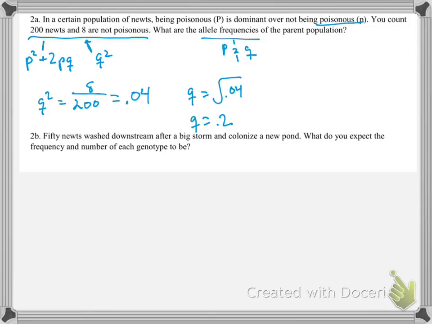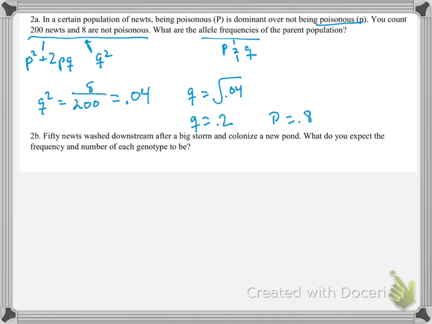What does that frequency mean? That frequency means that 0.2 of the alleles, 20% of the alleles in the population, are going to be recessive or code for non-poisonous newts. All right, easy enough to find P. P is 0.8.